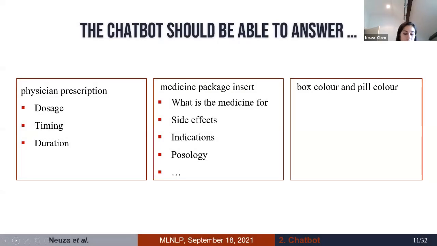The chatbot should be able to answer questions about the physician's prescription, like questions about dosage, timing, duration. It will also be able to give information about the drug package insert, like what the medicine is for, side effects, indication, and posology, etc. Another extra information is related with the box color and pill color.